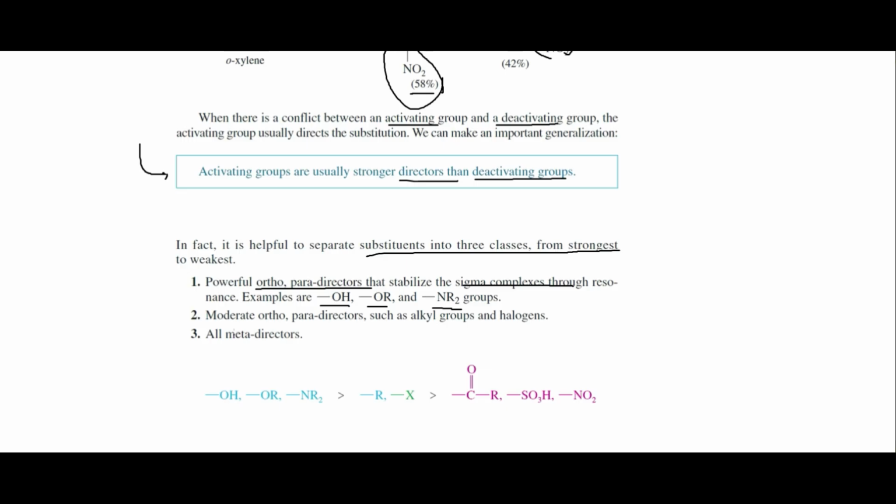The number 2 spot here, so moderate ortho-para directors, such as alkyl groups and halogens, if one of those is the strongest directing group, then those are going to predominate. Then all the meta-directors are going to be the weakest. So again, we see here groups like these are going to be the strongest when determining where the regioselectivity of the reaction is. Then we have these as the intermediate, then these are going to be the weakest right here.